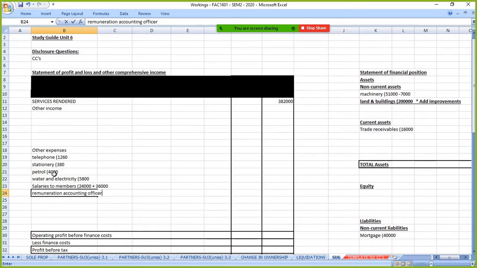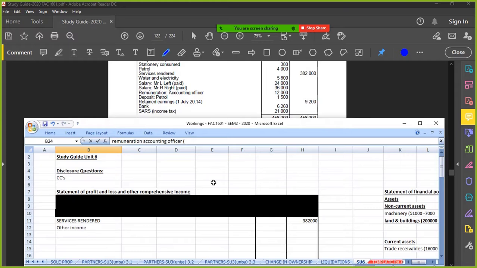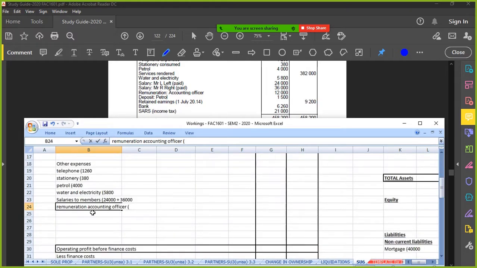If you go through the textbook, you'll see they talk about key individuals. Key individuals, like the accounting officer, need to be disclosed separately because they're important. So you would have to disclose them as a separate line item on the face of your statement of comprehensive income. It was 12, yeah. Next.